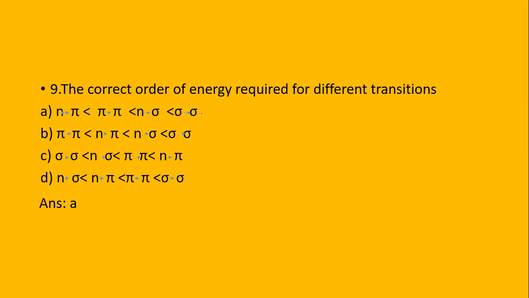So the correct sequence is always: the sigma to sigma transition requires greater energy, while n to pi requires lesser energy for transition. So this is another question. Sigma to sigma has greater energy of transition, then n to pi has lesser energy of transition. So option A is the correct answer.